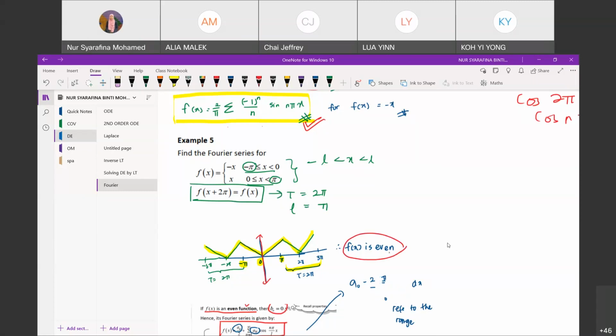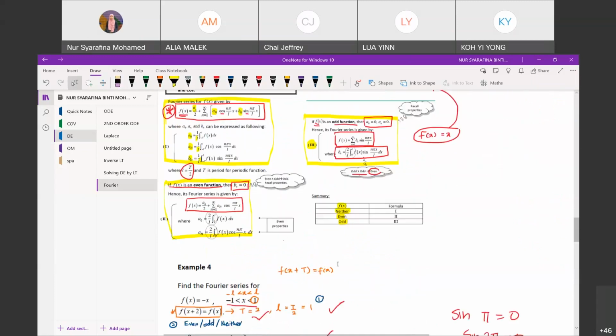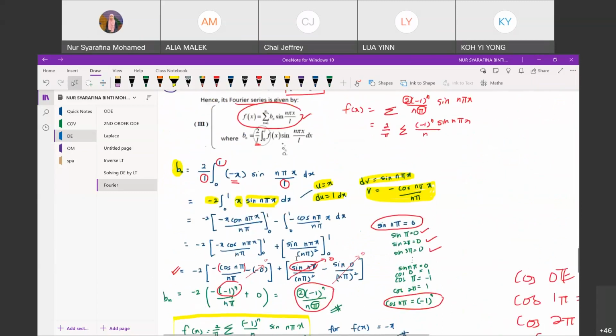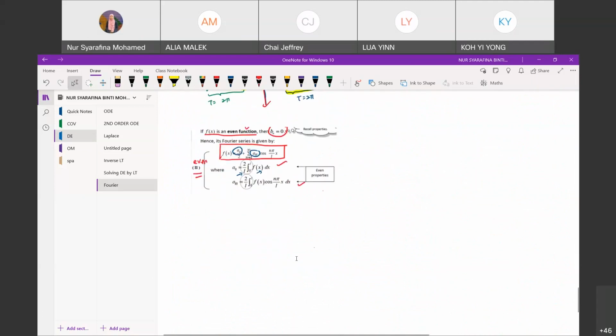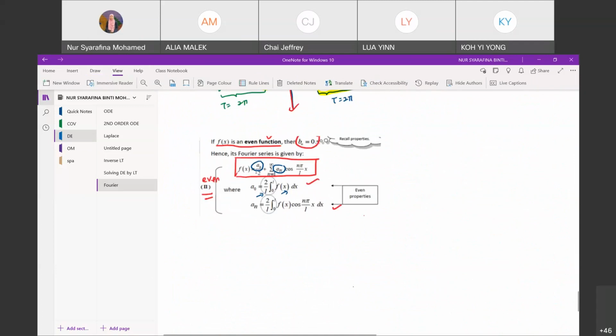Okay, so now when the function is even, you have to refer to which formula? When the function is even, you have to refer to the second formula here where Bn is 0. So you have to find a naught and An. Is that clear? So now, from the second formula there, what you have to find is only a naught and An.